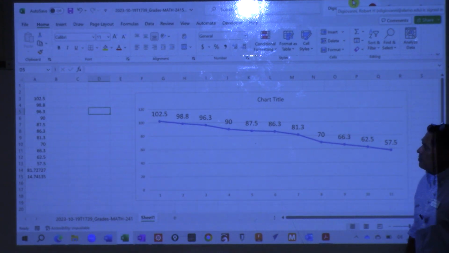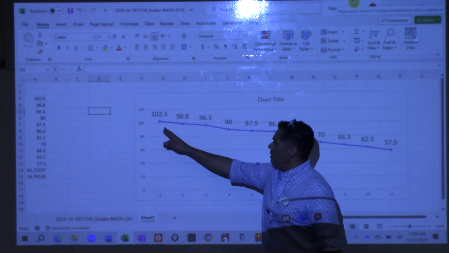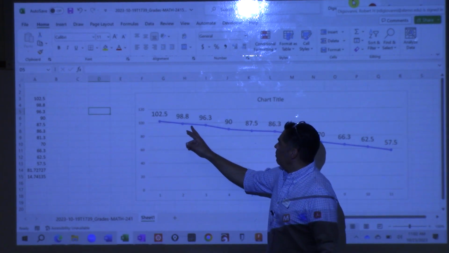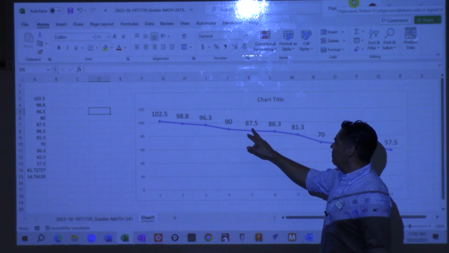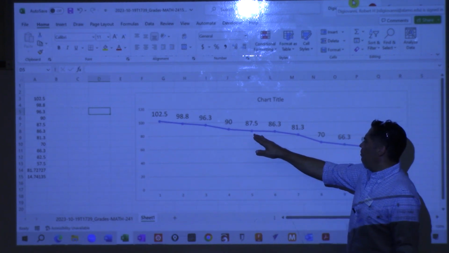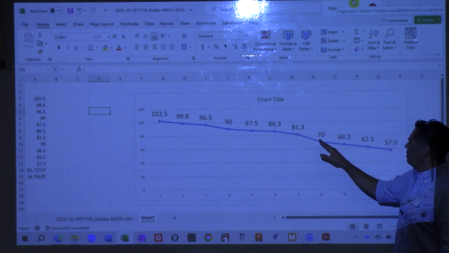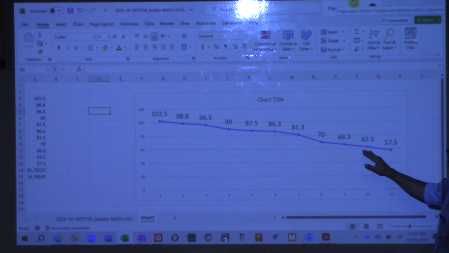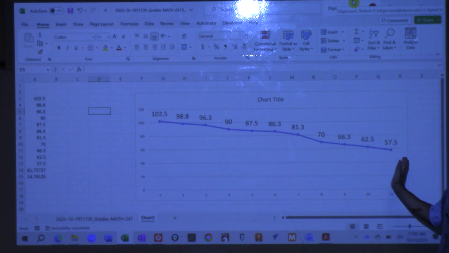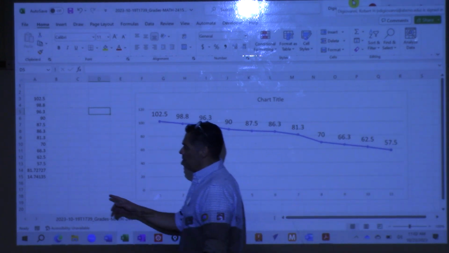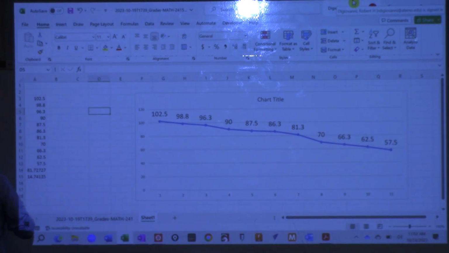The highest grade was a 102.5. So we had 1, 2, 3, 4 A's, almost an A. 1, 2, 3 B's, 1 C, 2 D's, 1 not passing, right? So that's the distribution of the grades in the class, just to give you an idea. The class average was an 81, almost 82, with a standard deviation of 14 points.